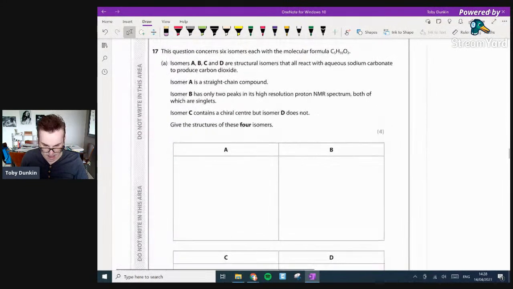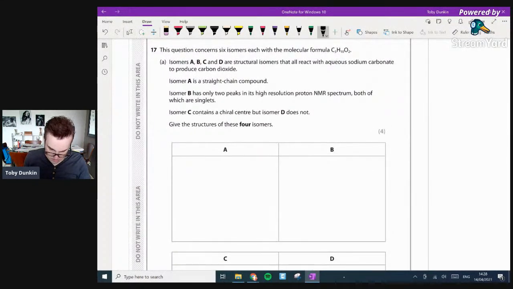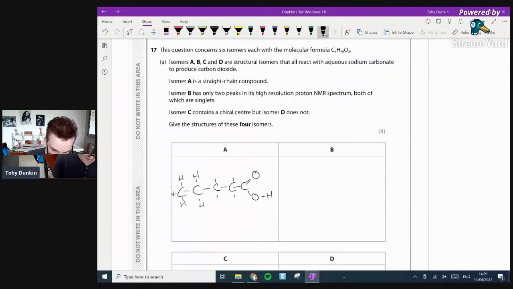Isomer A is a straight chain compound. Give the structures of the 4. So that's pentanoic acid. In the exam, I would always show the hydrogens, so I will also do that as well. There we go. I'm in an exam setting. It's nice to see the time it takes. There's pentanoic acid, straight chain.